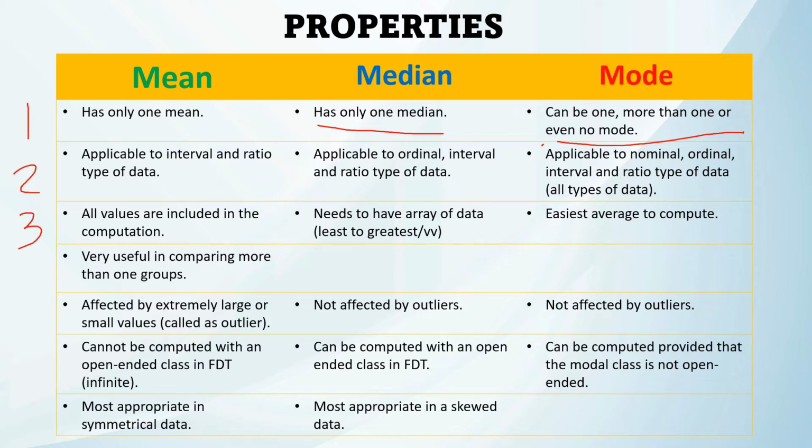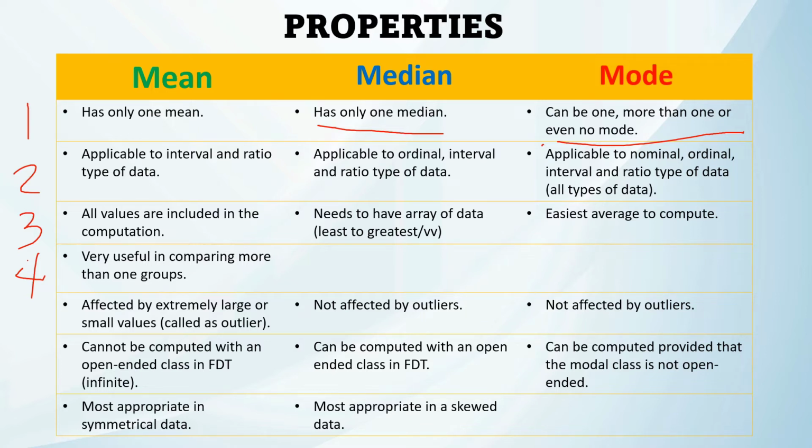Next, fourth row. So mean is very useful in comparing more than one group. Kadalasan ginagamit natin sa ating statistics is mean. Siya yung kino-compare natin. Let's say for example, we have t-test. If we use t-test, we will compare two means. But if we use ANOVA, we can compare 3 or more means.